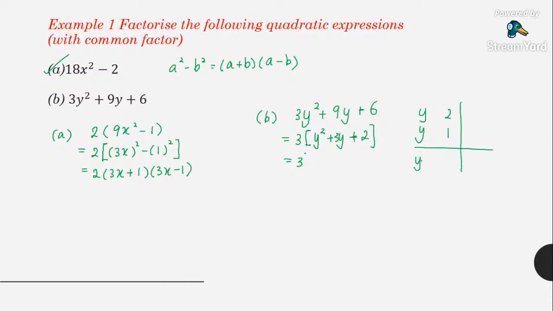Okay, so same thing, you are using the table. This is positive 2, this is positive 3y. Then you cross multiply. This is 2y, this is y. So this is plus, plus. So you get a 3y. This is positive, positive. So when you multiply them together, you get a positive 2. So what you have here is y plus 2, y plus 1. That's it.